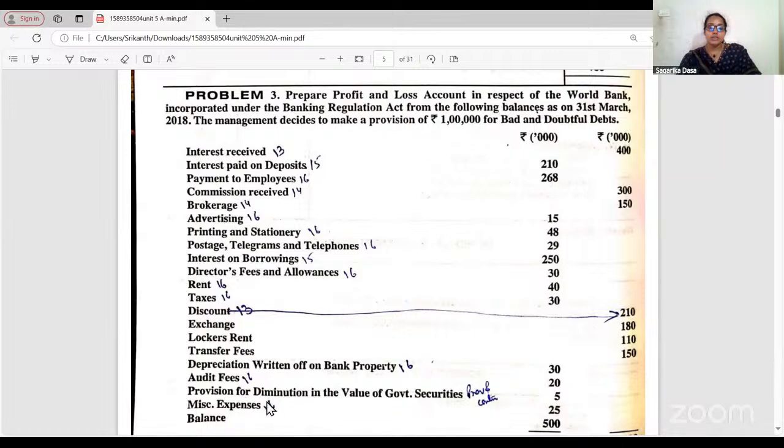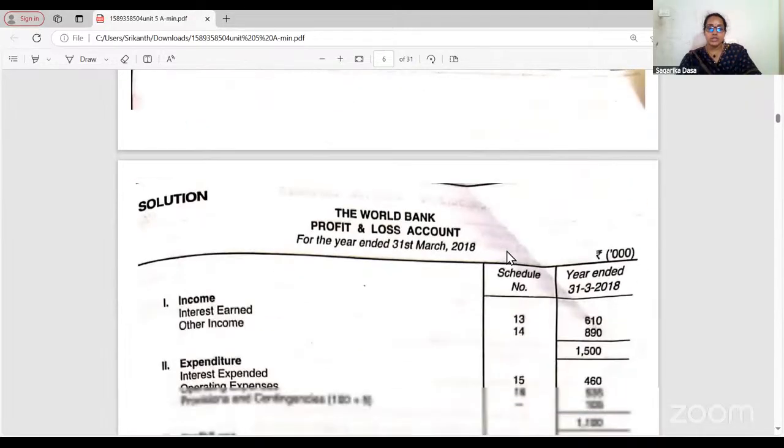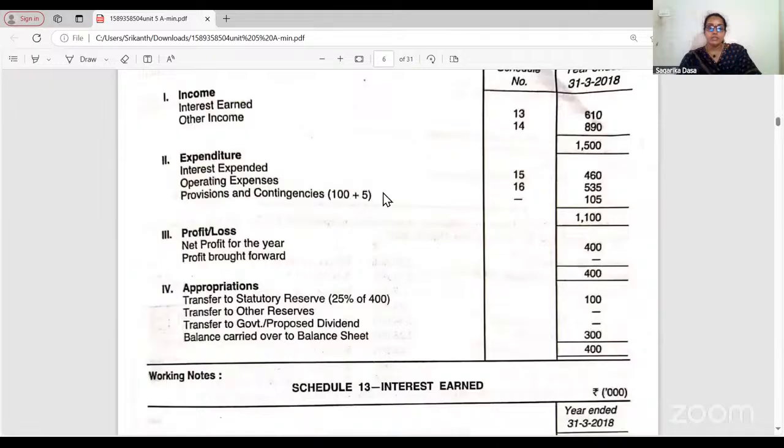Similarly, the provision for depreciation in value of government securities is 5. So we will take 100 plus 5, it is 105. So total of your expenditure is 1100. Income is 1500, expenditure is 1100. So income minus expenditure is your profit for the year, 400. Last year profit, we don't have any last year profit, hence it is nil. So 400 is the total.